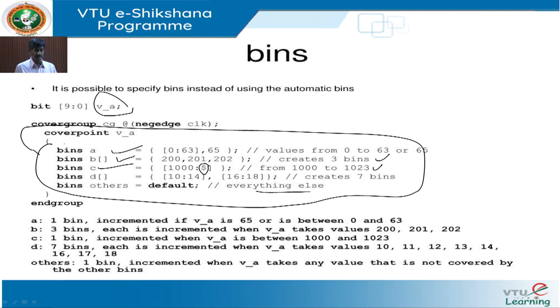Let us see what the result will be. The a bin is one bin, incremented if va is 65 or it is between 0 to 63. If the value of va is between these values, the a bin will be considered. b is three bins, each incremented when va takes the value of 200, 201 and 202. c is only one bin, incremented when va is between 1000 to 1023. d is 7 bins, each incremented when va takes the value of 10, 11, 12, 13, 14, 16, 17 and 18. Others is only one bin, incremented when va takes any value that is not covered by the other bins.